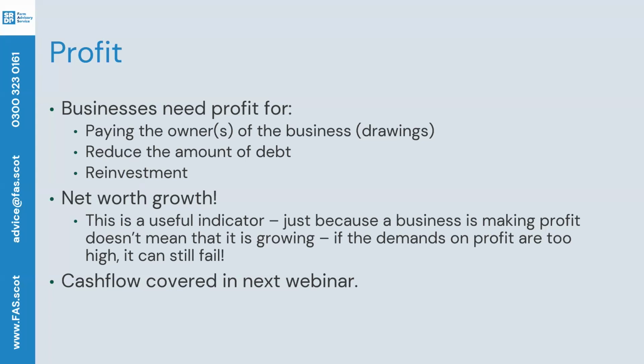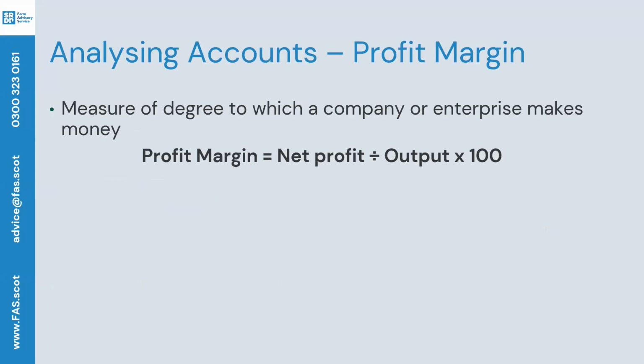So look at our accounts. How do we start to analyze them? A really good place to start is by analyzing how much profit you're making. And actually, what's your profit margin? Not only are you making a profit, what's your profit margin here? This is really a measure of the degree to which a company or enterprise makes money. It's your net profit, which is your bottom line profit, divided by your output. So how much profit are you making in proportion to your output? And that tells you what your profit margin is. Is your profit margin 1%? Is it 5%? The more profitable something is, the higher your profit margin is going to be. So that's a useful place to start.